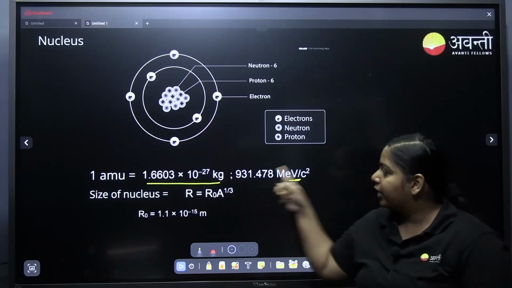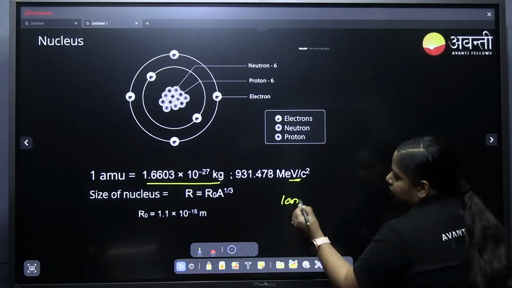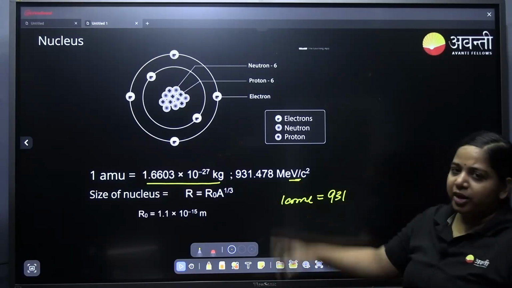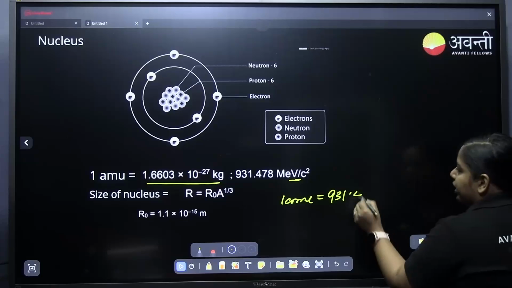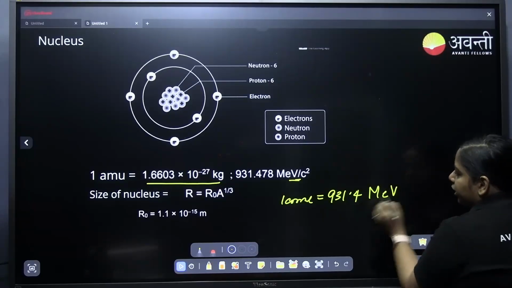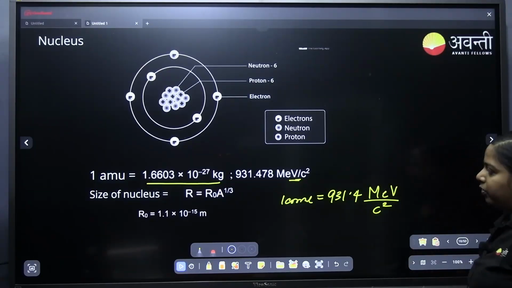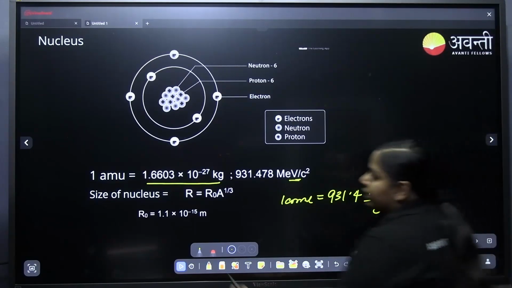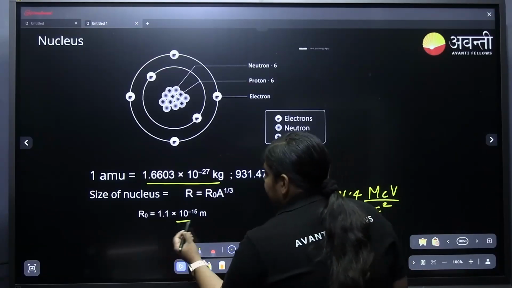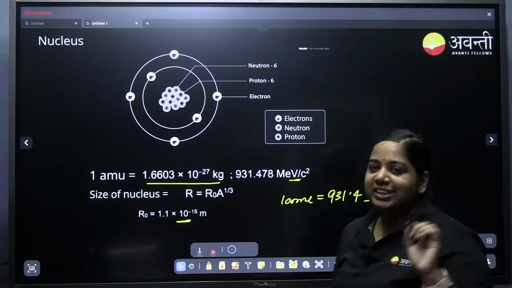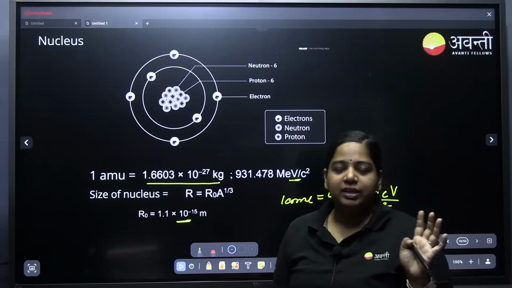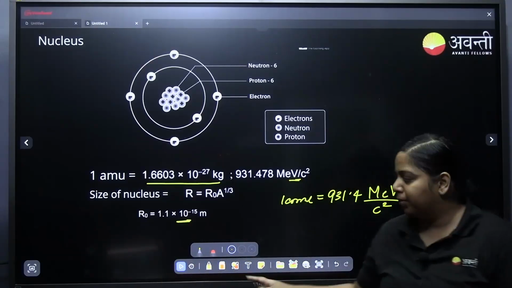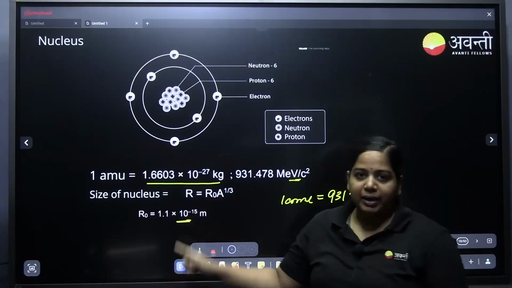So better we have to convert 1 AMU equal to 931. You don't have to use 0.4. 931 might be okay, Mega electron volt by C square. Okay, this is the value of 1 AMU. Now size of the nucleus, it is of the range of 10 to the power minus 15 meter. Minus 15 usually we write as Fermi or femto. Okay, femtometer or fermimeter. Its size range is 10 to the power minus 15.